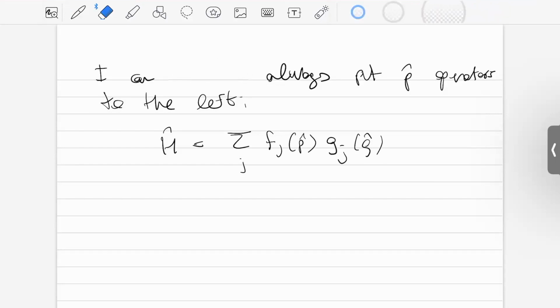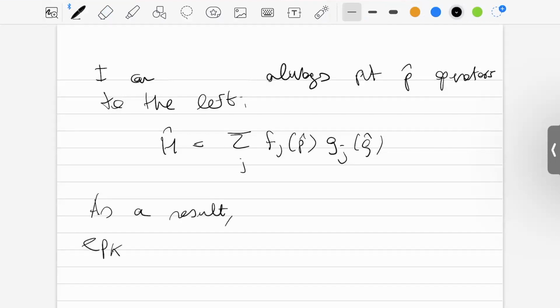where you choose an order for the operators. Of course, when you do this, one has to take into account the commutation relations, but at the end you are always able to put the P operators to the left. And why do we do this? Because as a result, it turns out that the matrix element of H between P and Q then becomes the Hamiltonian itself.